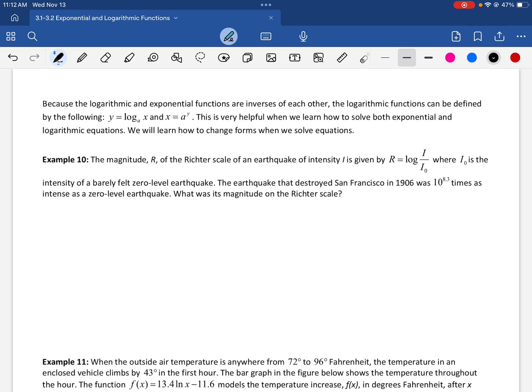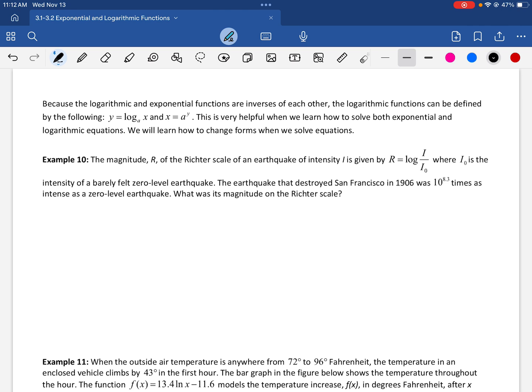All right, so a couple word problems here that involve some logs. It says the magnitude R on the Richter scale of an earthquake of intensity I is given by this equation, where I sub 0 is the intensity of a barely felt zero earthquake. The earthquake that destroyed San Francisco in 1906 was 10 to the 8.3 times the intensity of a zero level earthquake. What is the magnitude on the Richter scale? So magnitude is R. So we are trying to find R, right?